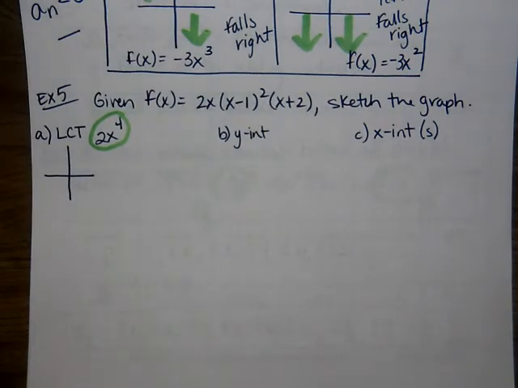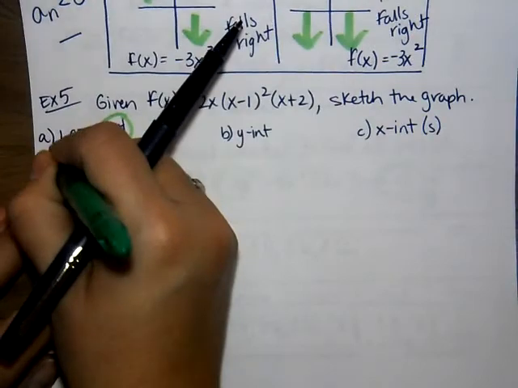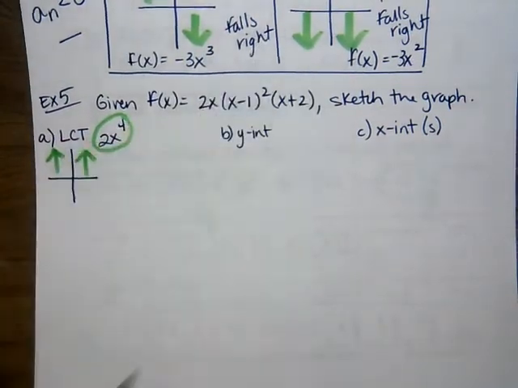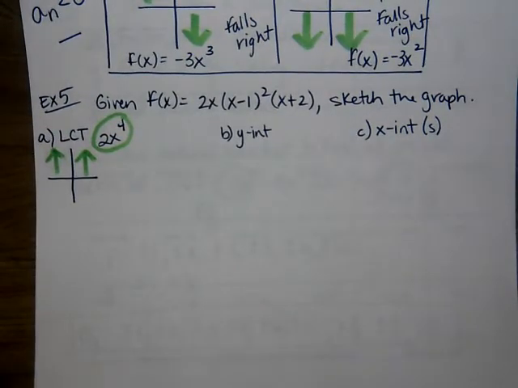Okay, well, what's the pattern of this graph? What does it do? It's an even degree. It's a positive a. Compare it to x squared. What does it do? Doesn't it rise and rise? If you know the pattern of x squared, you know the pattern of any even degree.